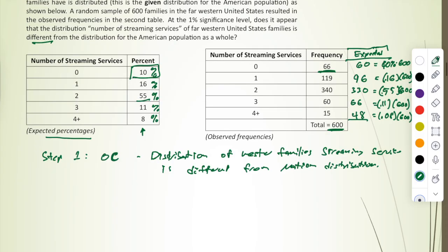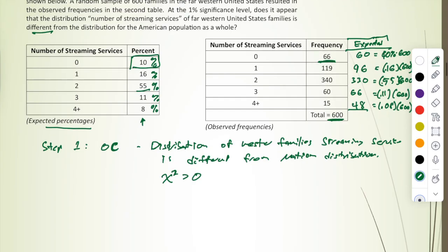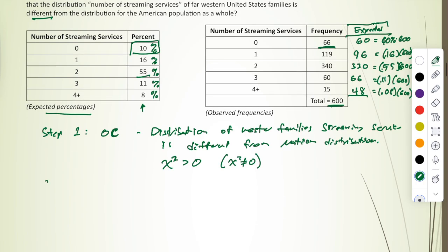That's a little different. How am I going to write that? Chi-squared equals 0? No, chi-squared does not equal 0. So that's going to be greater than 0, because it can't be negative. So this is not equal. This is the same thing as chi-squared does not equal 0. Step 2, opposite of the original claim. Well, the opposite of not equaling 0 is going to be chi-squared equaling 0, and that is the distributions. And these are the true distribution of Western families.